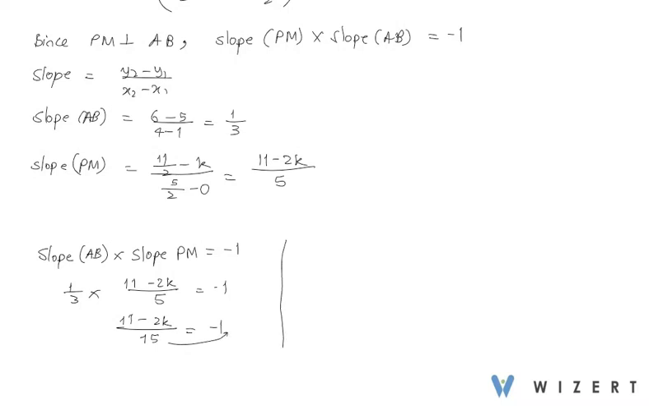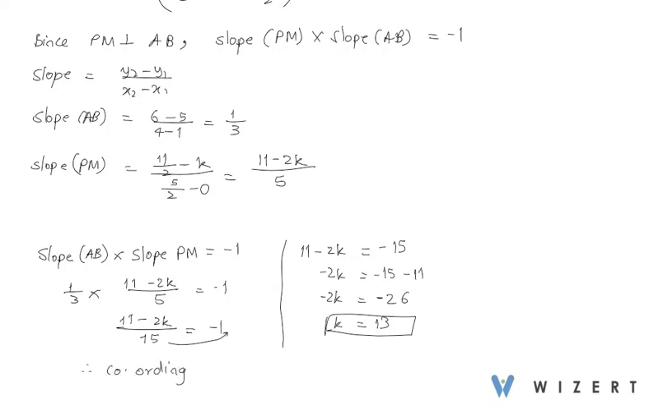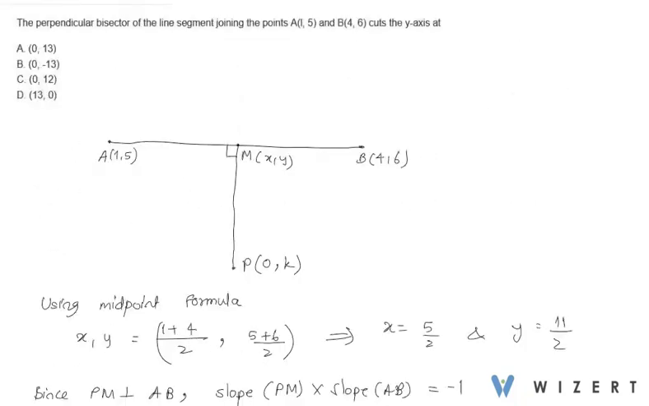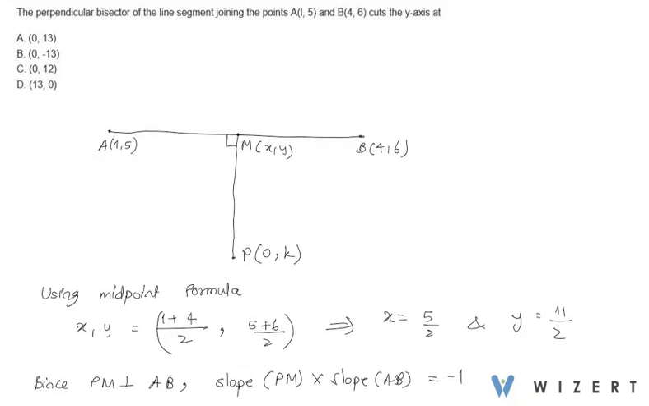We get 11 minus 2k equal to -15, and we get -2k equal to -15 minus 11. So we get -2k equal to -26. So k equal to 13. Therefore the coordinates of P are (0, 13). So let's see what are the options. Yes, the answer is option A, (0, 13).